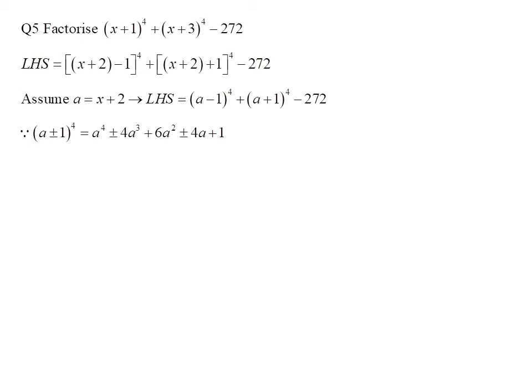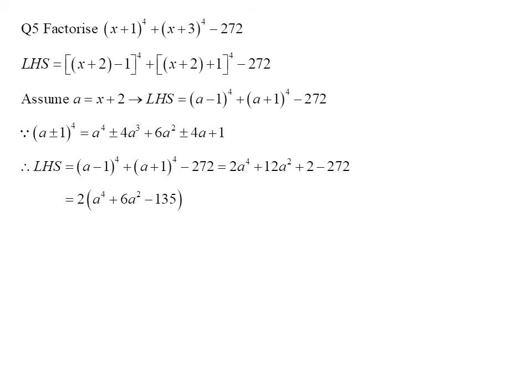We recall the formula of expanding (a plus or minus 1) to the power of 4 as shown on the display. As can be seen, the cubic and the linear terms have plus and minus signs. They will be cancelled out after both fourth powers are expanded. So after expanding and simplifying, we have 2 times (a to the power of 4 plus 6a squared minus 135). It can be factorized using the cross product method as shown on the screen.